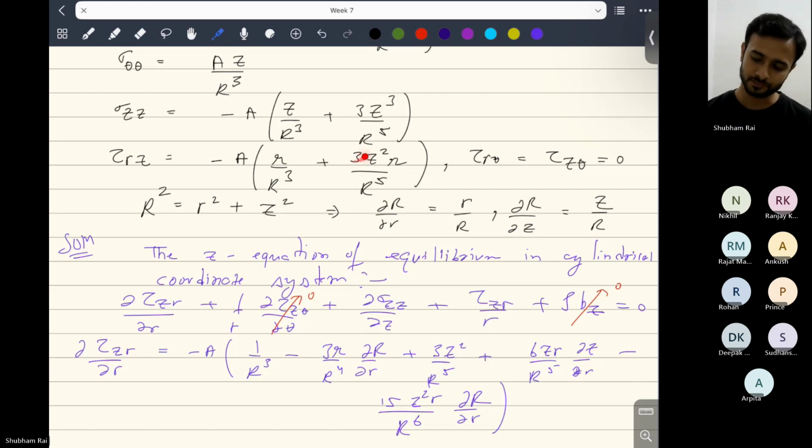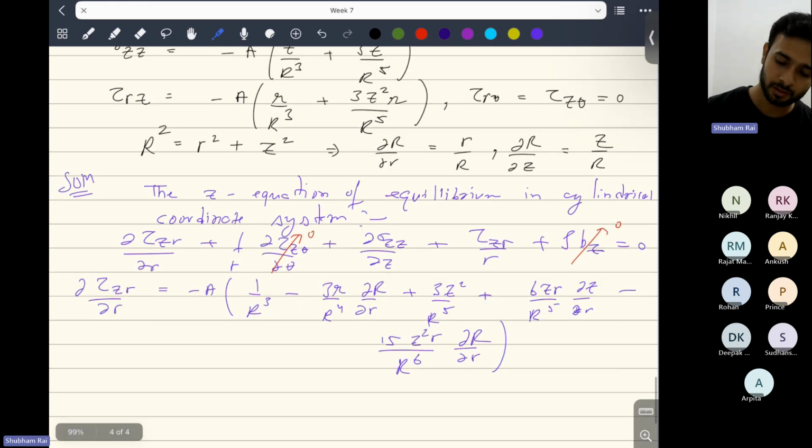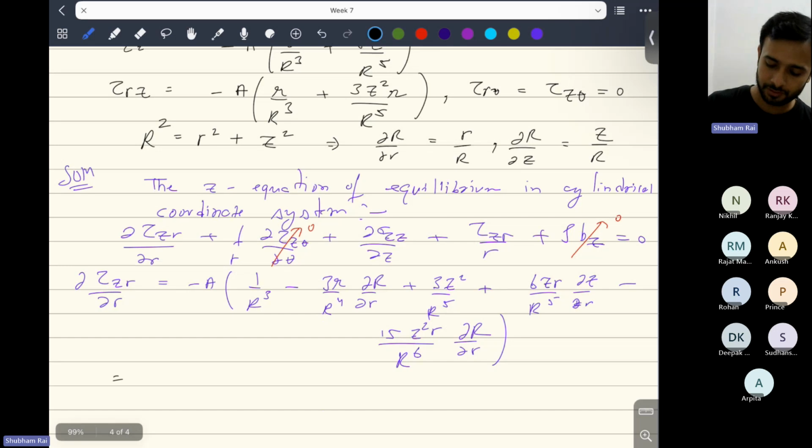Okay. So let me put in the values of del of capital R by del small r and del of z by del small r. If you do that, it will be minus a, then 1 over R cube, minus. This term here is nothing but small r by capital R.